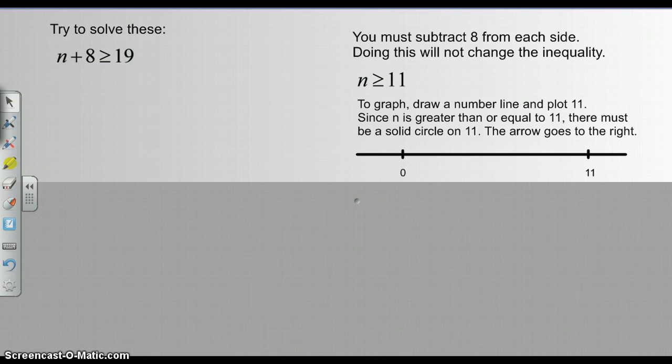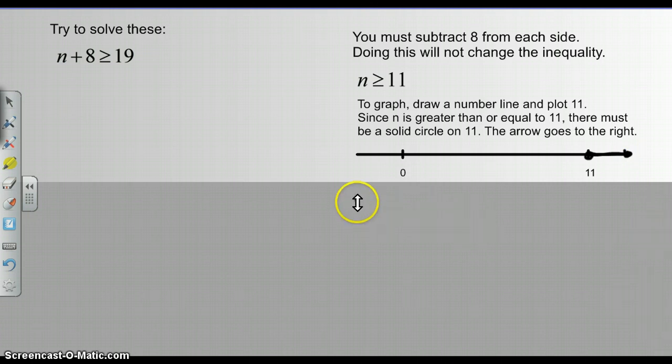So here's our graph. Let me pull up a marker here. So we're going to put a solid circle on 11, solid. And the arrow must go to the right because n is greater than or equal to 11. That means 11 is included in the answer set. 11 will work in the inequality. And that's why we draw the solid circle. Sorry about that, my arrow is a little slow.